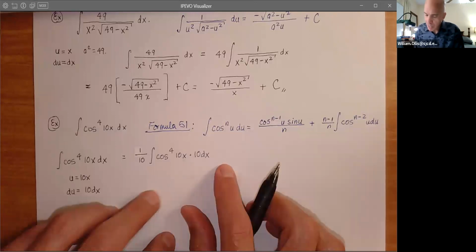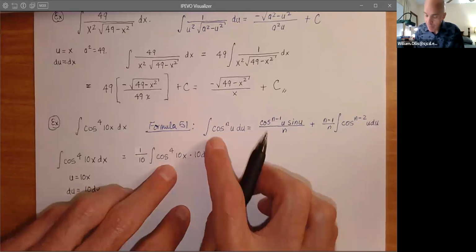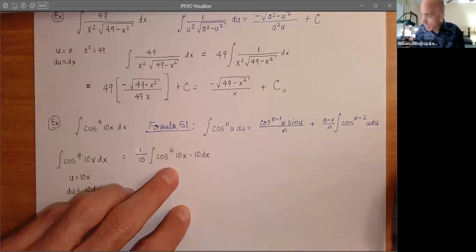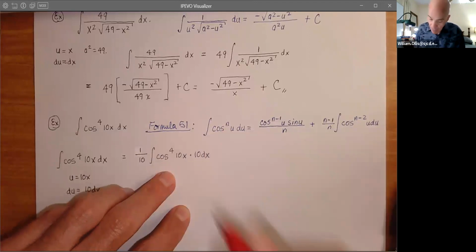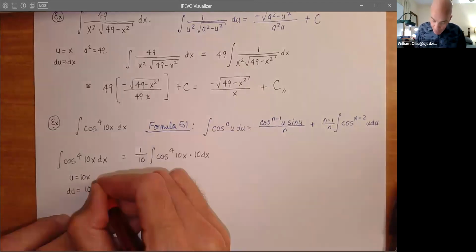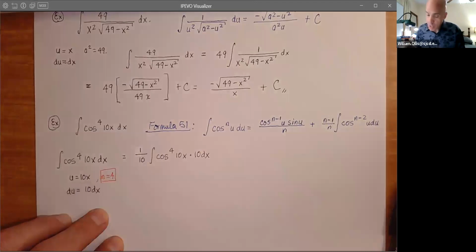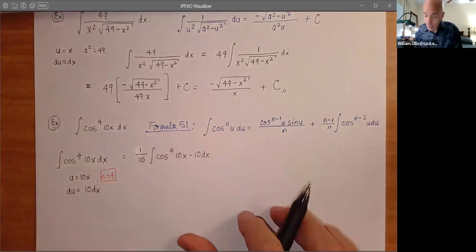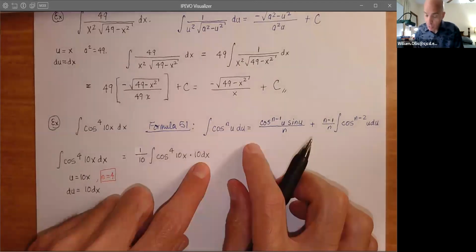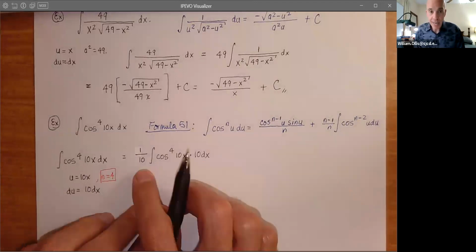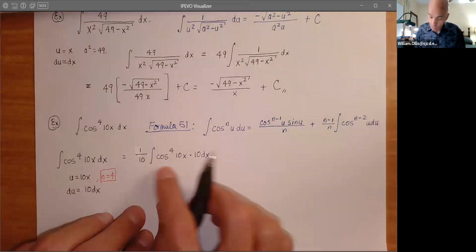So now when we compare here, we have the fourth power. So again, if you want to write this in, I'll put this in here, n equals 4, just to kind of remind you of that. And so when we compare here, we're ready to go. We've got our u, we've got our du, and of course the 1/10 is hanging out due to the differential.